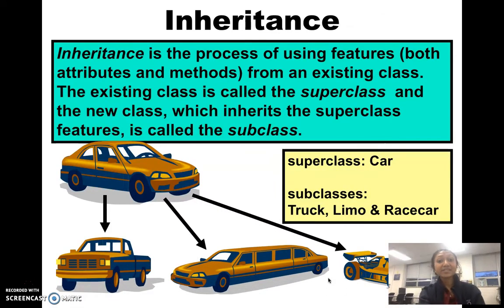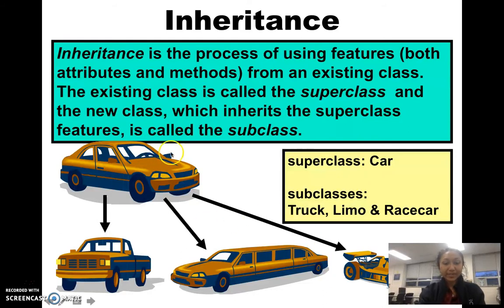Good. Let's look at a deeper example. Inheritance is the process of using features. What are these features? Attributes and methods. Those are the two features of a class, attributes and methods, from an existing class. The existing class is called the superclass, and the new classes which inherit the superclass features are called the subclass.